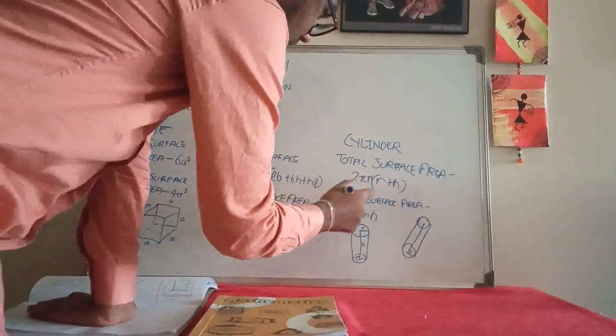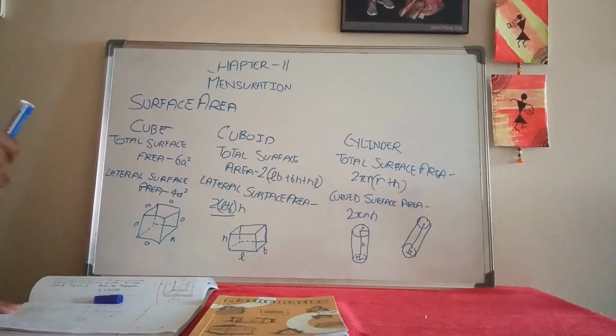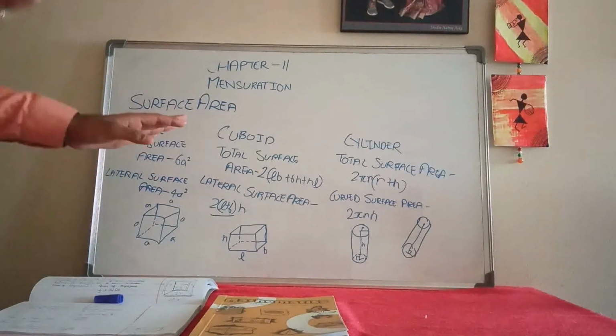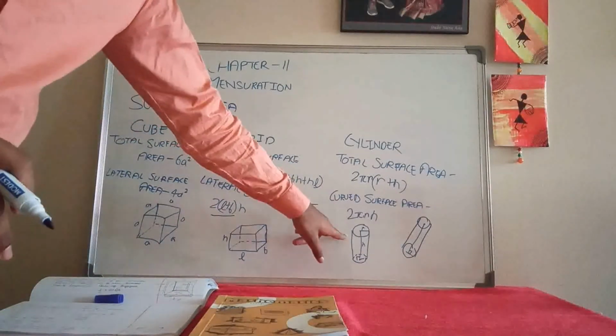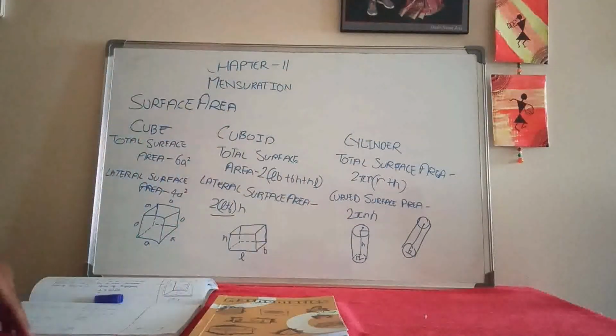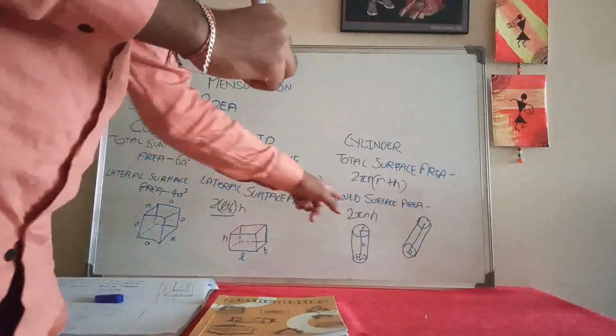Okay, now curved surface area. For the cube, it was lateral surface area, because there they are flat surfaces. But here it is curved surface area, because when we talk about a cylinder, two sides are flat and the middle part is a curved surface. So because of this, we call it the curved surface area.